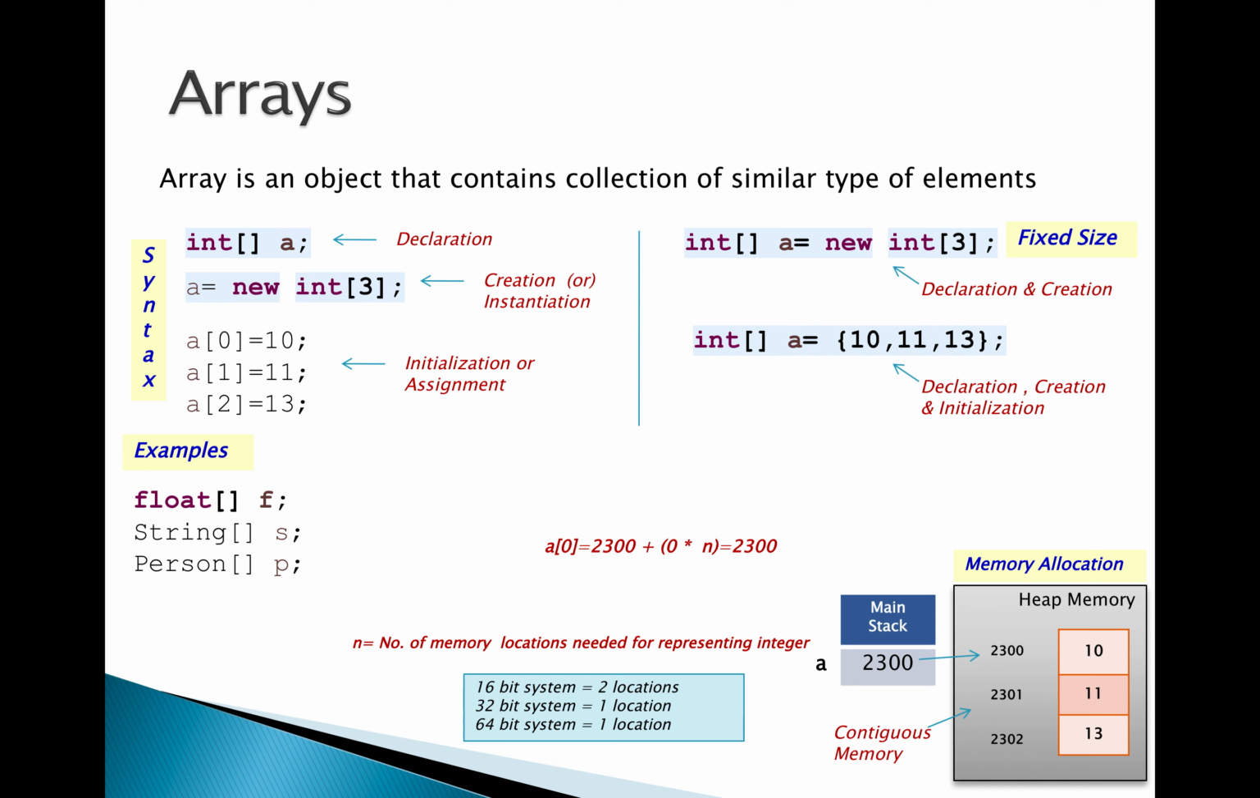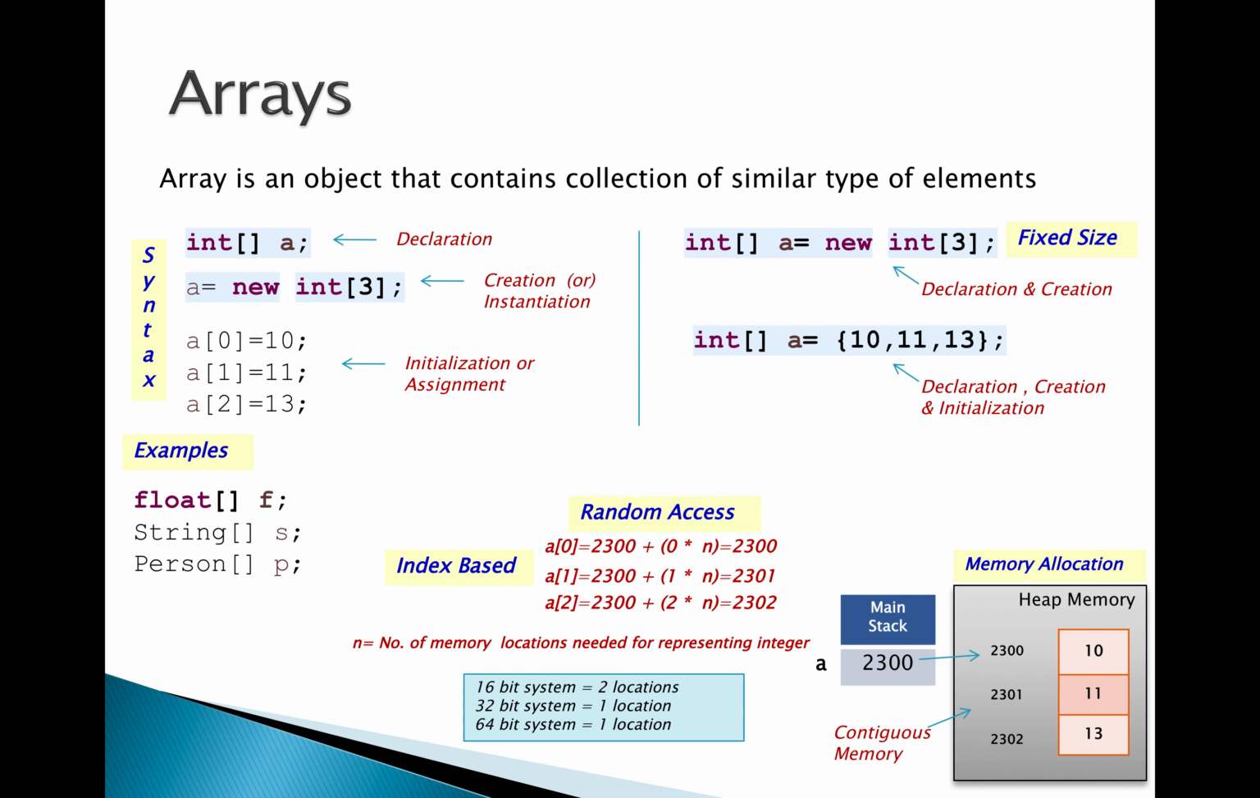In order to calculate directly which location I need to go to, this will be helpful. When a user says I want to get the second element in the array, he's saying a of 1, and it takes the base address plus 1 into n. Here n is one memory location, so it's going to be 2301. Suppose it is a double array and you are working on a 32-bit machine, you need two memory locations, so it's multiplied by 2, which means it's going to be 2302. This is the easier and the faster way to reach an element. Arrays are index based, and it is going to do a random access.